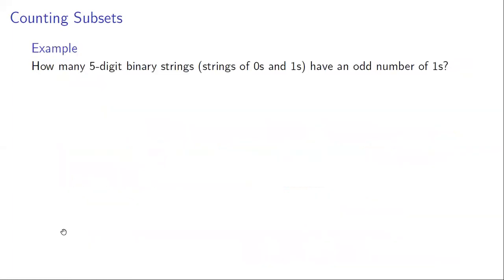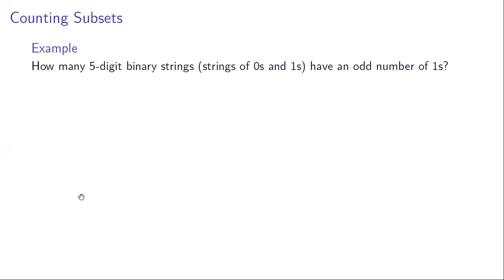Another example. So now we're going to talk about binary strings. A binary string is just a string of zeros and ones. Those are very important for computers. So how many 5-digit binary strings have an odd number of ones? We're talking about strings of zeros and ones, 5 digits long, and we want to know how many such binary strings have an odd number of ones.